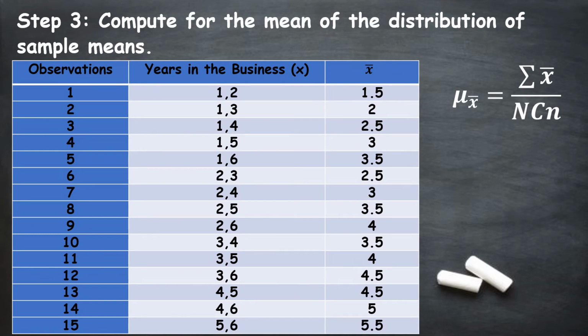Next is to compute the mean for these samples, and the formula that we will use to get the mean of the sample means is the summation of the sample means all over the combination of n taken r, or simply the number of observations in this given table. To solve for it, we must first identify the mean of each sample, wherein you add those two numbers and divide by 2. For example, 1 plus 2 divided by 2 is 1.5. 1 plus 3 divided by 2 is 2. 1 plus 4 divided by 2 is 2.5, and so on and so forth. And then you add everything, and we will have 52.5.